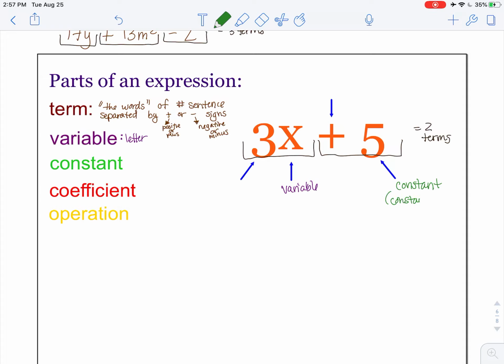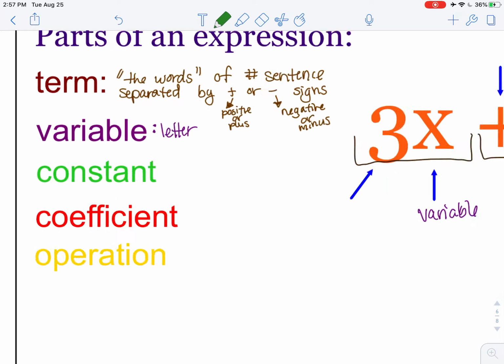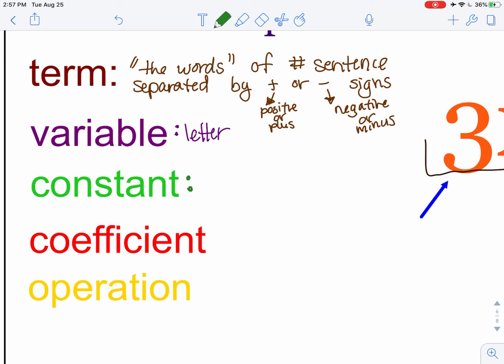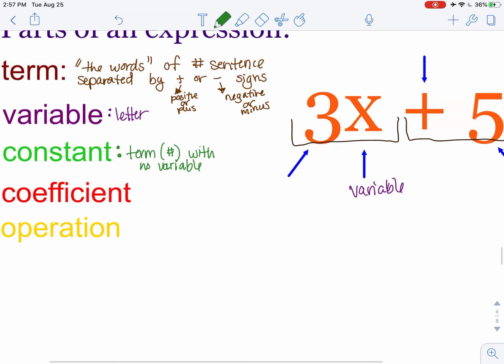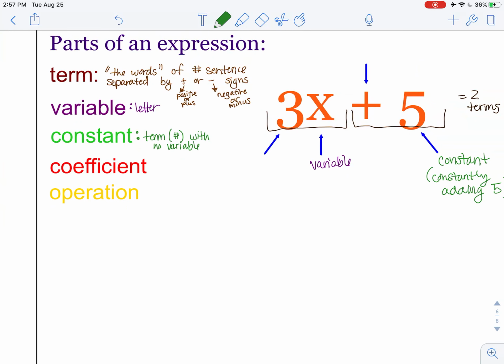You are constantly adding 5. The constant is the term or number with no variable. That's because the variable changes. The variable changes what the term is. And so that's why it's the constant when there's no variable, because it's just always going to be plus 5.